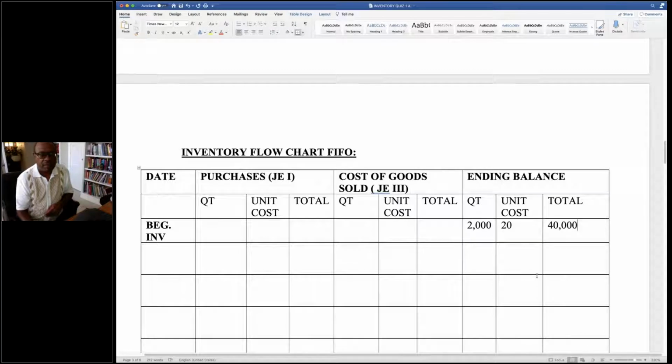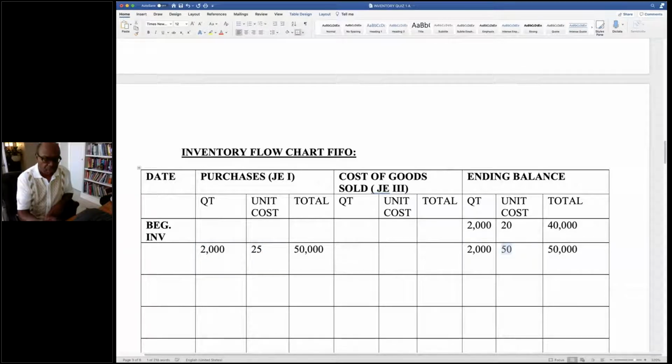What happened next? So it said we purchased 2,000 for $25, and the total was $50,000. I also had a question about that. When it says total, is it just a total for that particular purchase? I'm not adding anything, just doing exactly what it says. Doing exactly what it says. So the unit cost is 25, Professor Ward. 25. Okay.